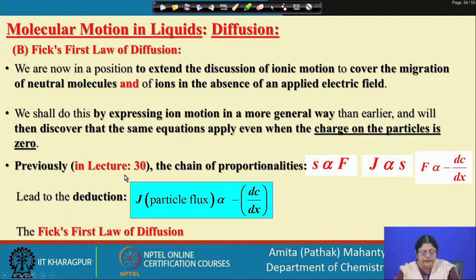If you go back and visit lecture 30, we have derived these three proportionalities: S is proportional to F, again S is proportional to J, and F is proportional to the concentration gradient. From this, we can say J is proportional to the concentration gradient, dC/dx. The flux of the particle is proportional to the concentration gradient, and this proportionality we term as Fick's law of diffusion, where the particles migrate not under an electric field, but under the gradient of concentration.